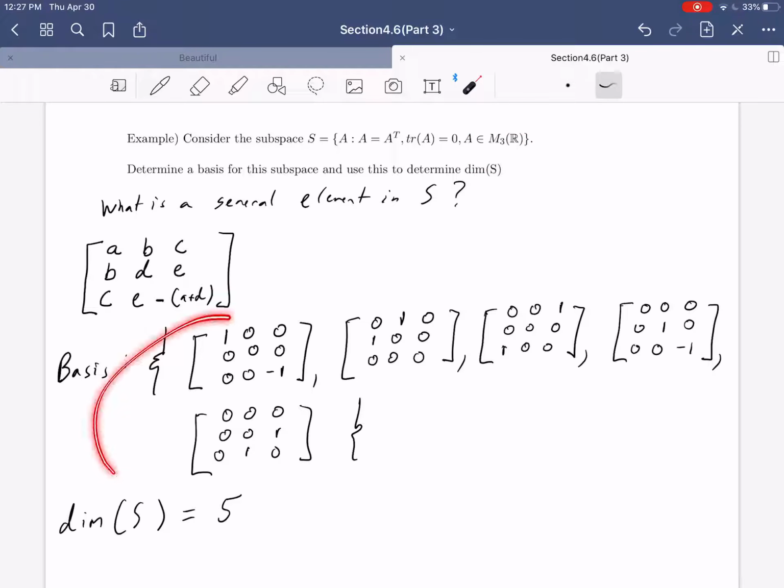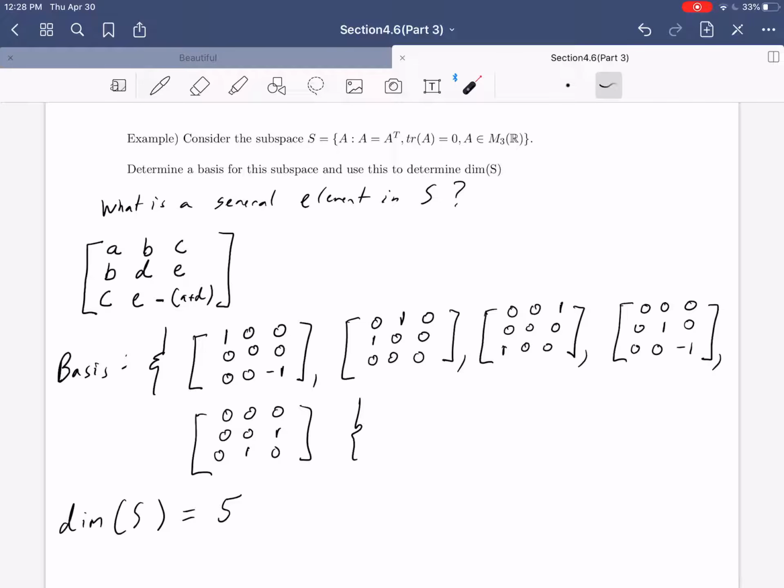Now, could we see how to extend this? Well, we would know that to extend this to a basis for M3, we'd have to add in 4 more matrices, and we'd have to make sure that those other 4 matrices would be linearly independent from these 5 that we already determined.